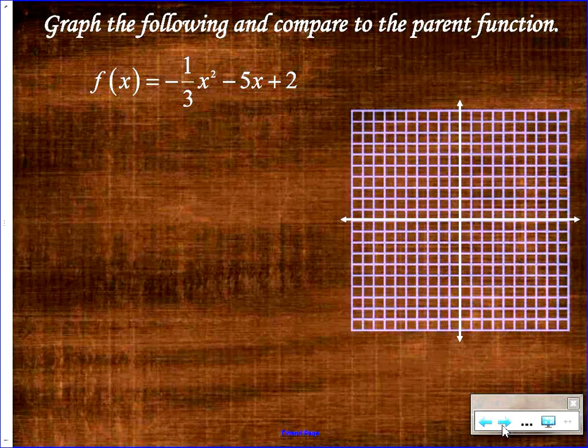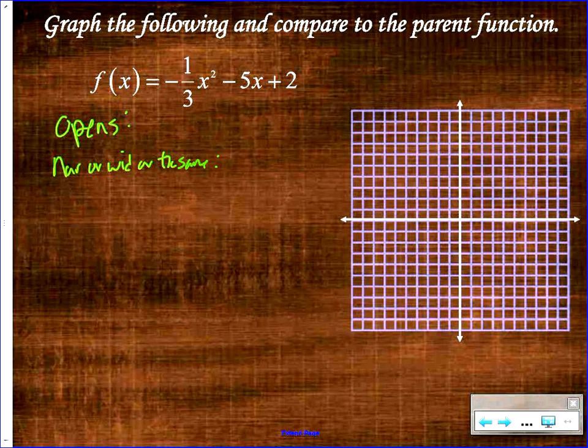So what things do we need to know? We need to know what it opens, if it's narrower or wider or the same. Okay? We need to know our axis of symmetry. We need to know our vertex. Why can't I see what I'm writing? Vertex. And we need to know our y-intercept. Those are things you need to know. And you're going to use the characteristics, or the properties that we discussed earlier, to find all that stuff.